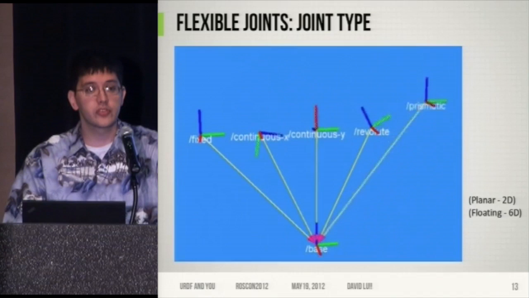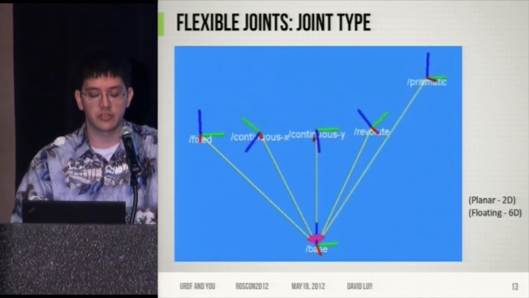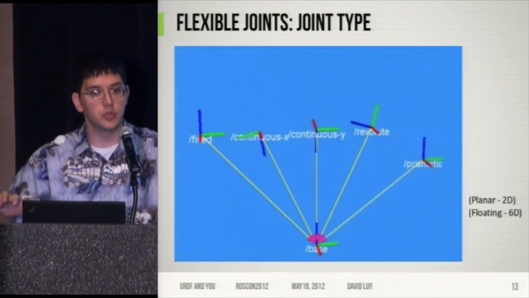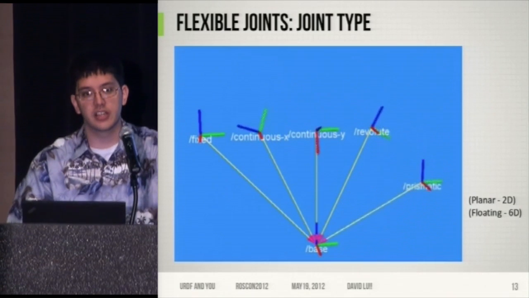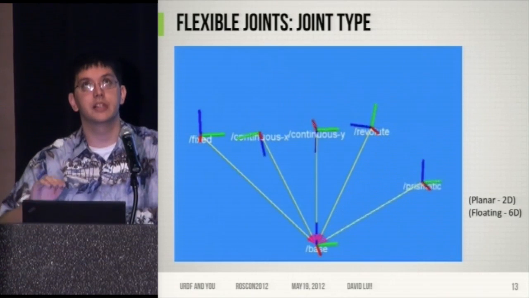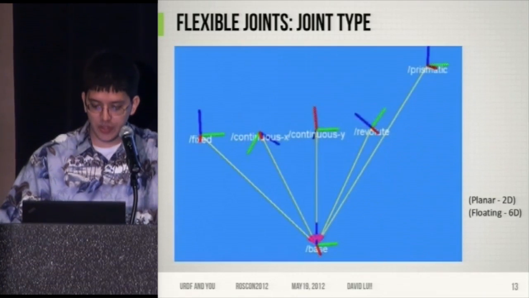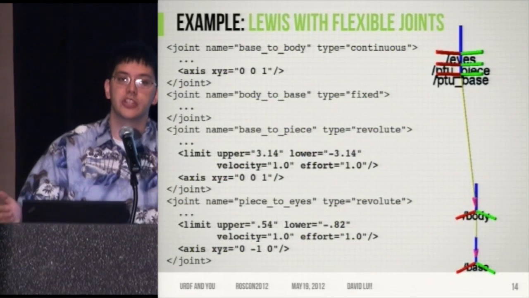There are two other types of joints. I haven't actually seen them used ever, but just so you know that they're in the specification, you have a planar joint, which is like a mouse that can move within a plane. And then you also have a floating joint, which allows you to have all 6 degrees of freedom free.